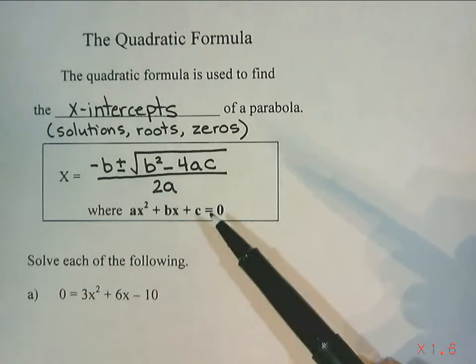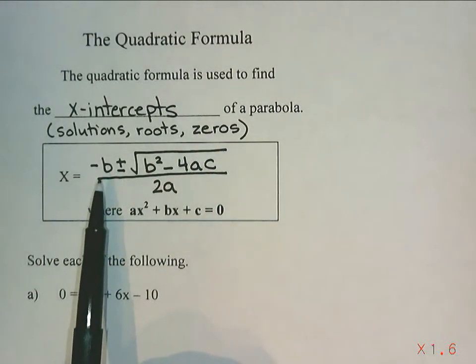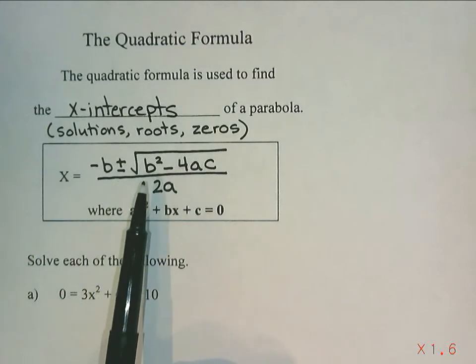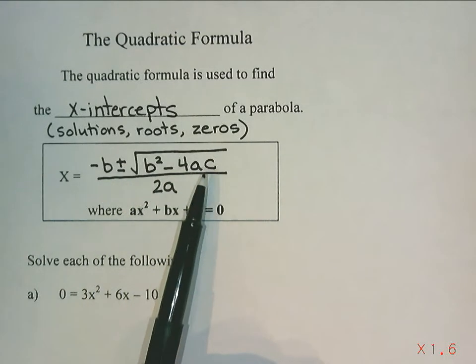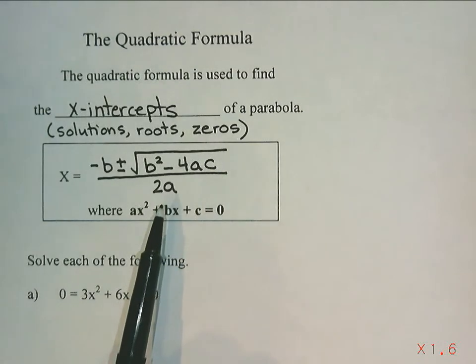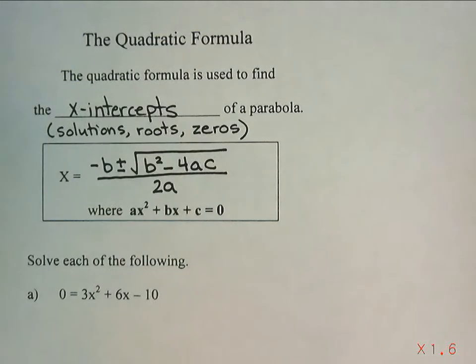So we have negative b plus or minus square root b squared minus 4ac over 2a. Now, if you didn't sing along, you really should rewind that and try again and sing where the blank space was. It really does help to learn the formula.